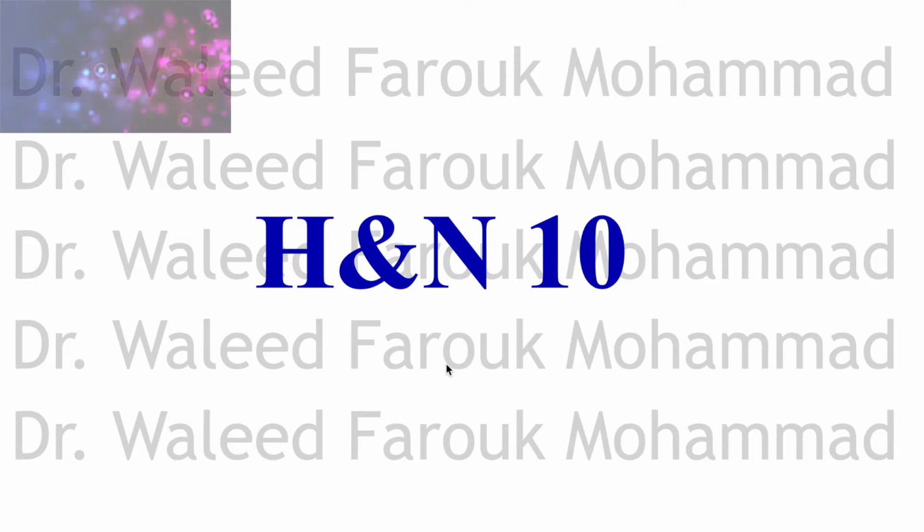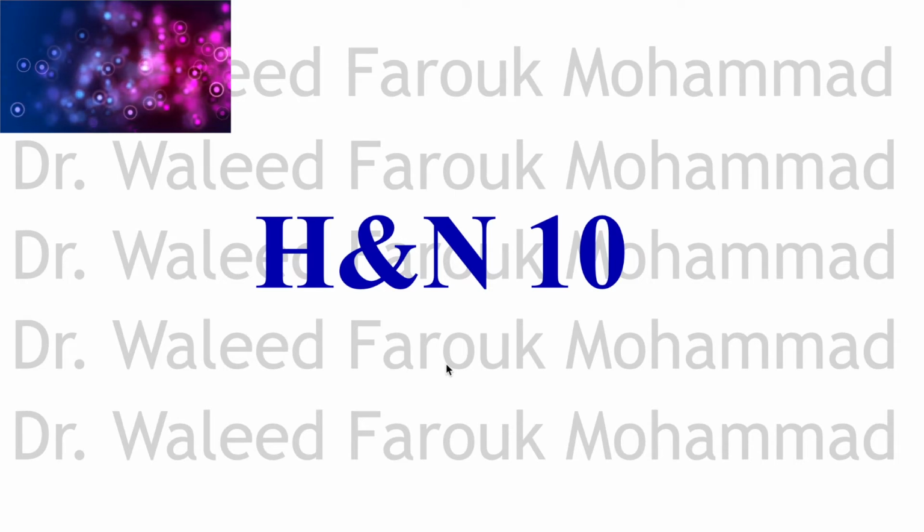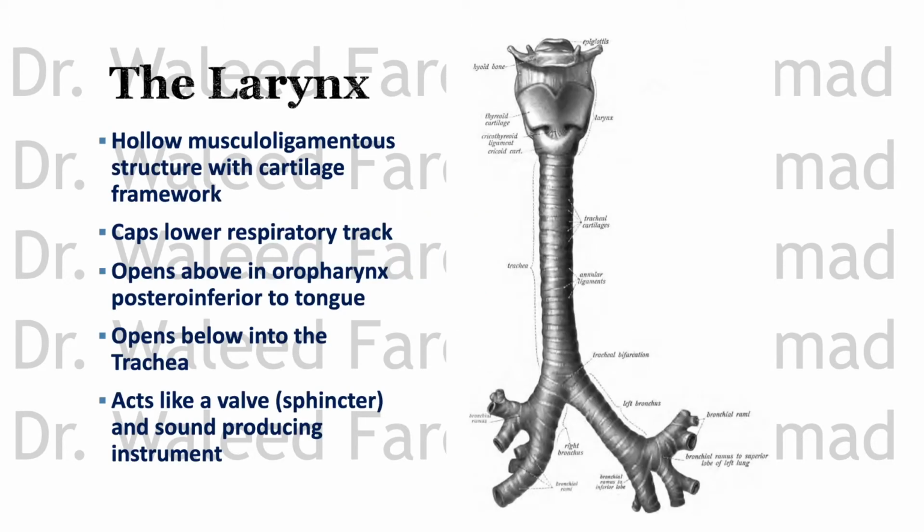Today is the larynx. I decided to make it in two parts for you, to be easier to follow up and study and not to get bored from all the information in each lecture. The larynx is a device of ligaments and muscles on a cartilaginous framework. This is the larynx. It's on top of the respiratory tract, the trachea. So it opens upwards, remember, by the inlet into the oropharynx, and downwards it opens into the trachea.